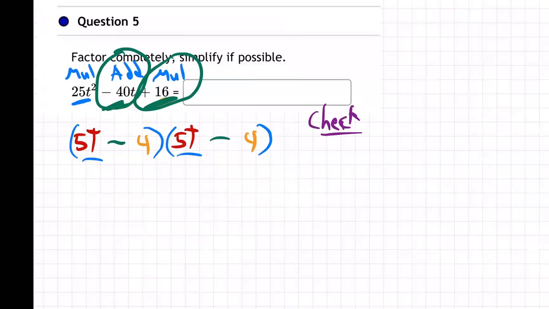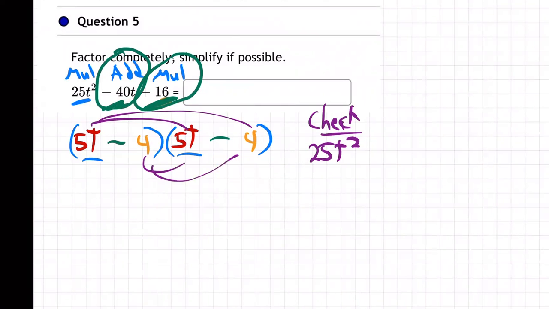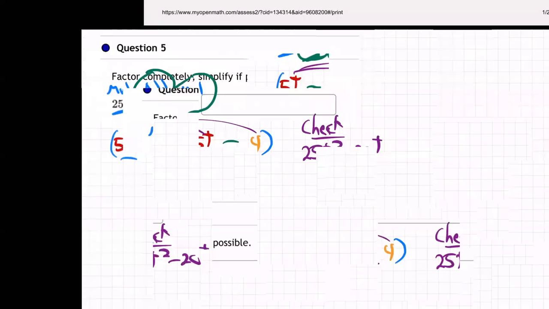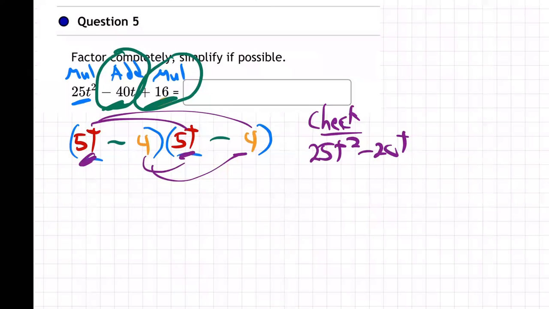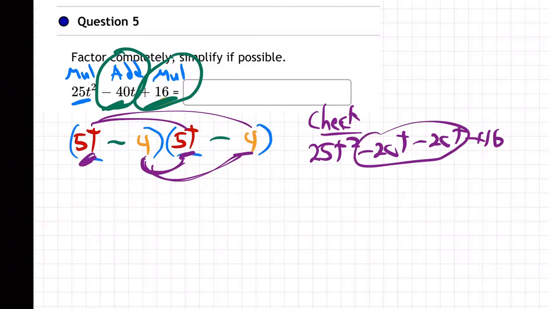Remember how you would actually check if it's actually right? How do you actually multiply out two parentheses? You would just do first to both. 5t times 5t is 25t squared, and then second to both, so this would be minus 20t, right? 5t went to both those guys. And now this one's going to go to both, and that'd be another minus 20t and a plus 16. And see how these two in the middle would make minus 40t when you add the middle, which is correct.